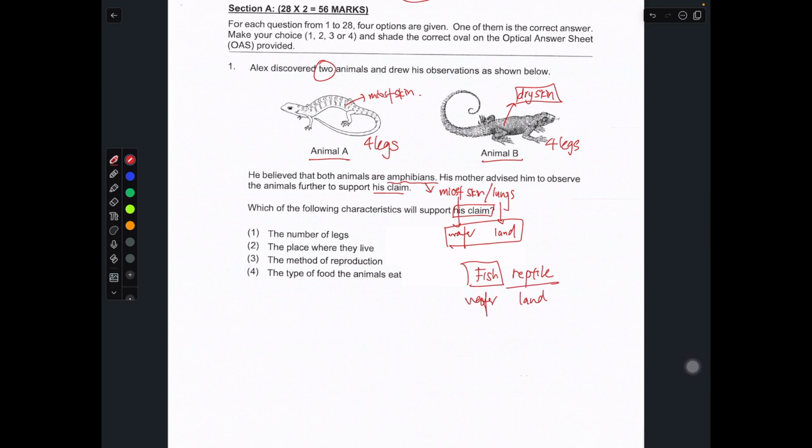So over here, the key characteristic that will be able to support this claim is not the number of legs, it is the place where they live. If he can further find out or justify that it lives on water and on land at the same time, then he probably can say that this is an amphibian.